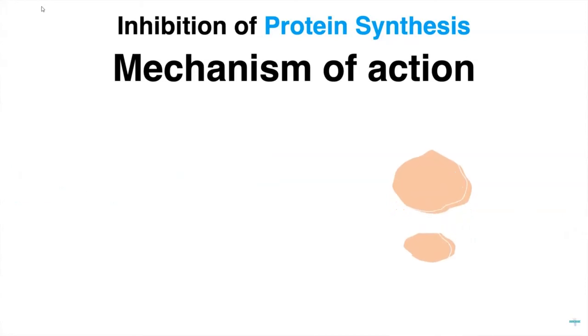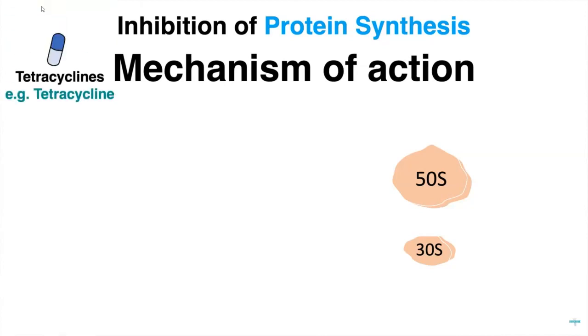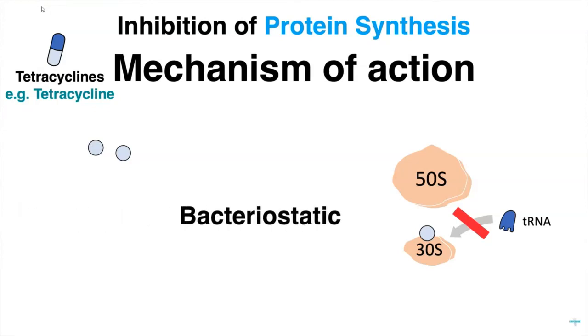When we take a closer look at the bacterial ribosome, it consists of two subunits, the larger 50S and the small 30S subunit. Tetracycline is an antibiotic that interferes with the small 30S subunit. tRNAs can no longer bind to the ribosome and protein synthesis is inhibited. This does not directly kill the bacterium. However, it depletes them of protein required for growth. This mechanism is therefore considered bacteriostatic.